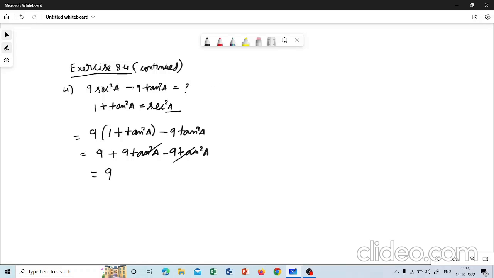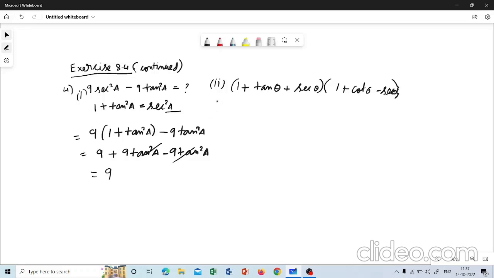Then I will go to question number 4, B part. This is the first part. Second part is 1 plus tan theta plus secant theta, whole bracket, into 1 plus cot theta minus secant theta. So I'm going to continue here.